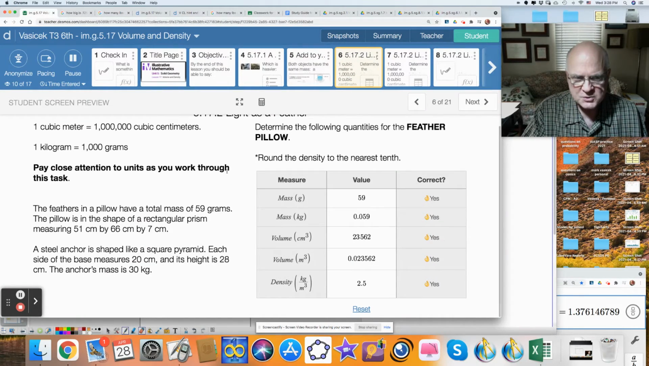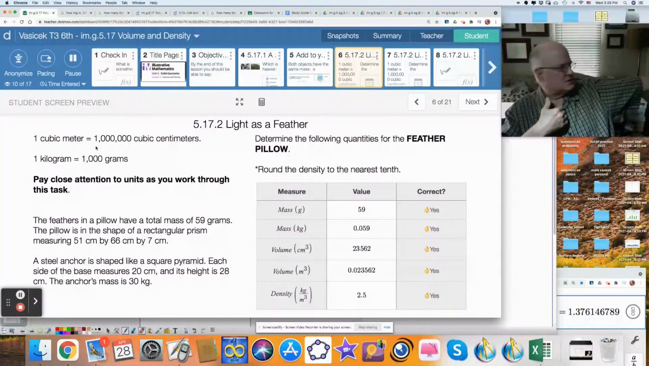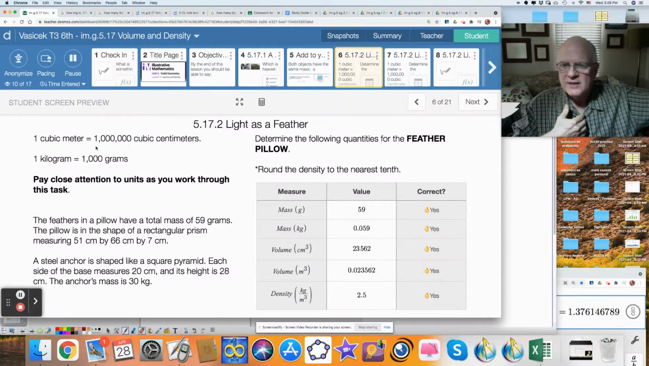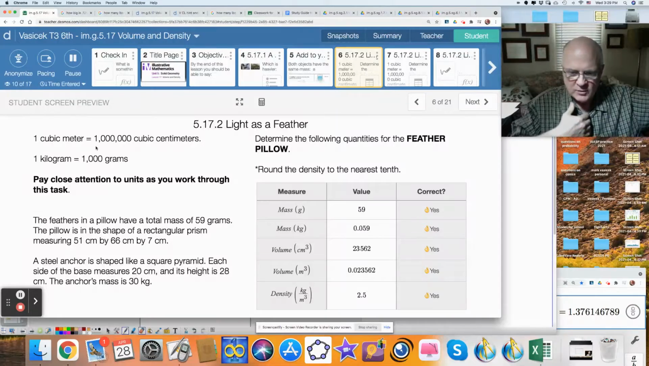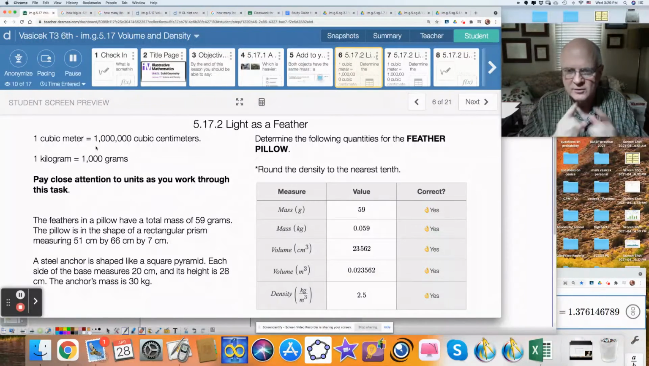For our questions, we're going to look at this problem. First of all, you need to know what 1 cubic meter is. A meter is, if I take my chest and I go out to the end of my fingertips, that's how long a meter is. And a cubic meter would be this long, this wide, and this high.